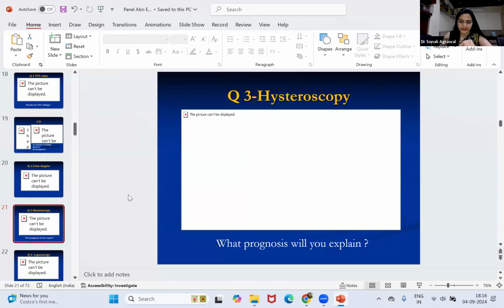So what next? What would you like to do? Obviously, this patient should go for hysteroscopy and look for the endometrium and the cavity. It's more of an Asherman syndrome, so we would like to do hysteroscopic adhesiolysis.